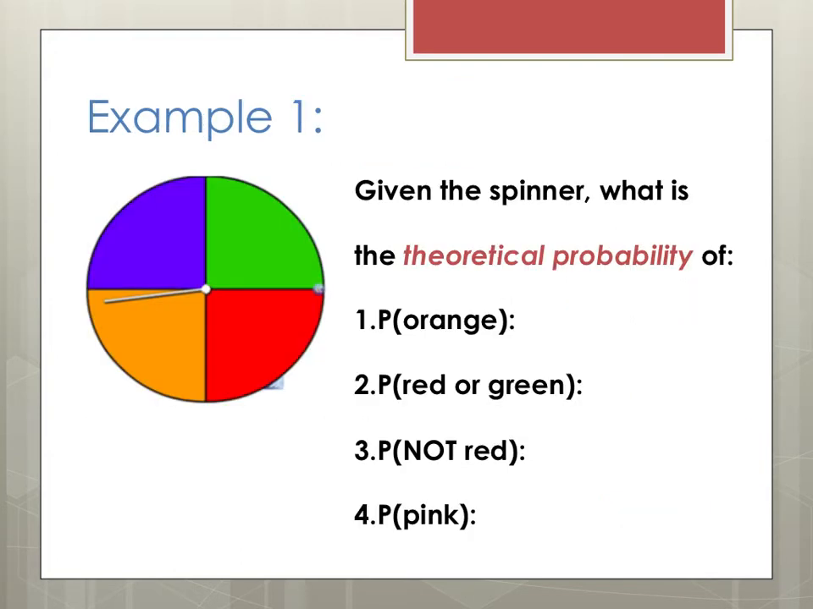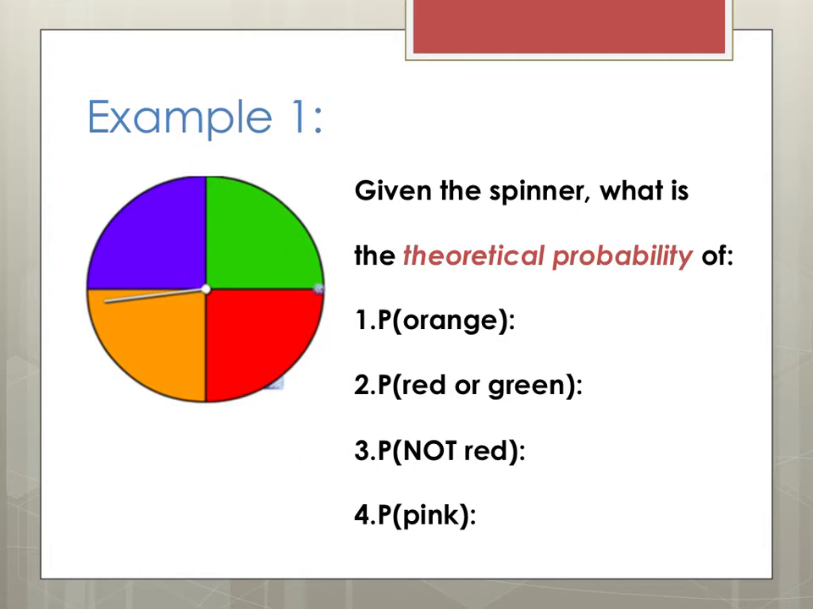So here we have our first example. It says, given the spinner, what's the theoretical probability of, and the first one, notice that notation, that means probability of spinning orange, probability of red or green, probability of not red, probability of pink. So theoretically is again what it should be.